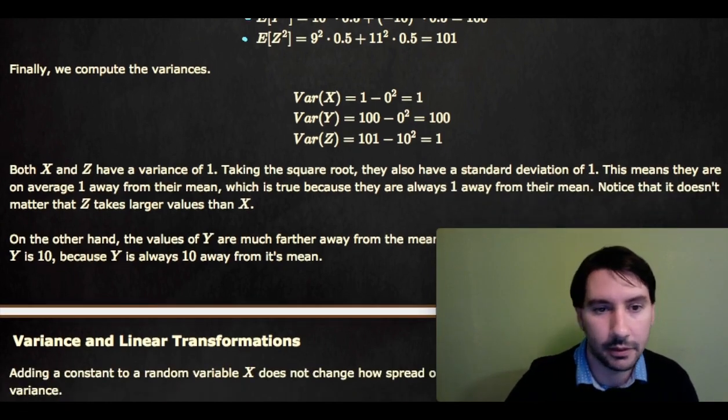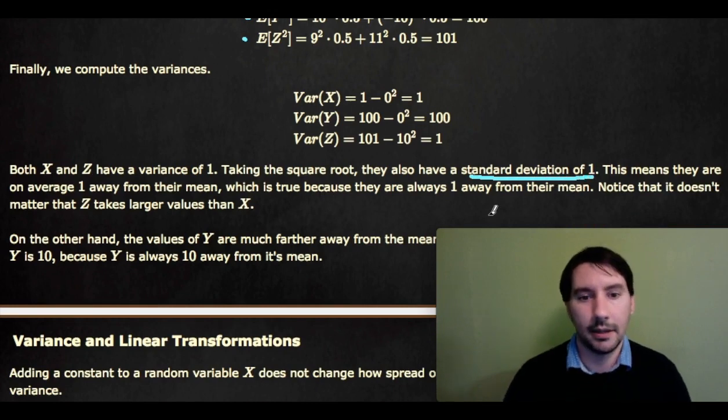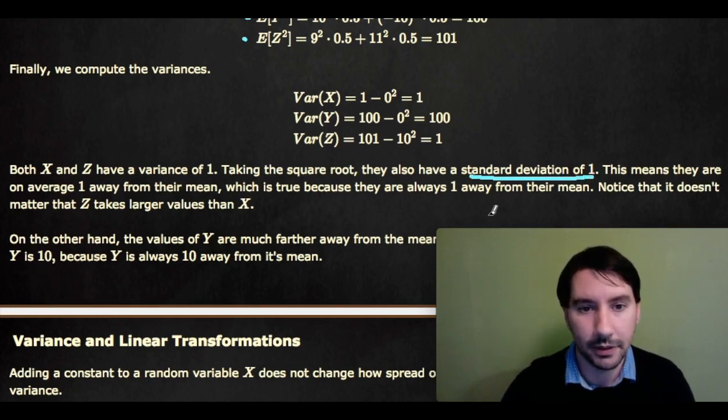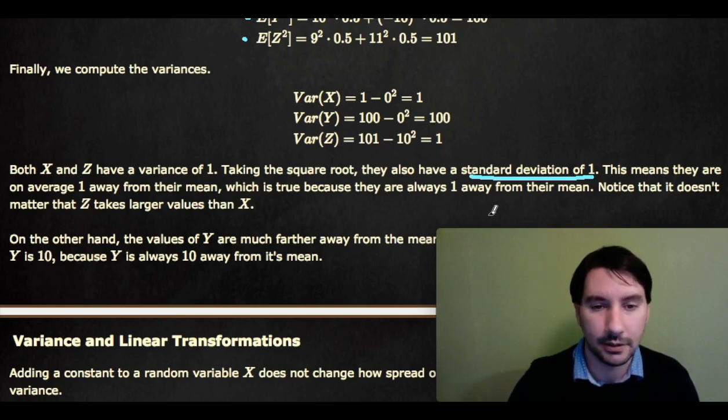If we take the square root of the variances, we get the standard deviations. So both x and z have standard deviation 1. And x and z both always deviate by 1 from the mean. So the mean is 0 for x, and it's always either 1 above or 1 below 0. And the mean for z is 10, and z is always 1 below or 1 above 10. Standard deviation doesn't always work out so nicely, but because these are really simple examples, it's working out exactly.